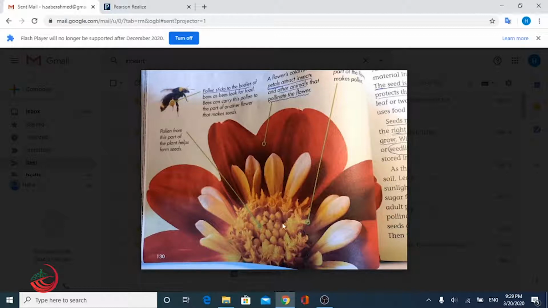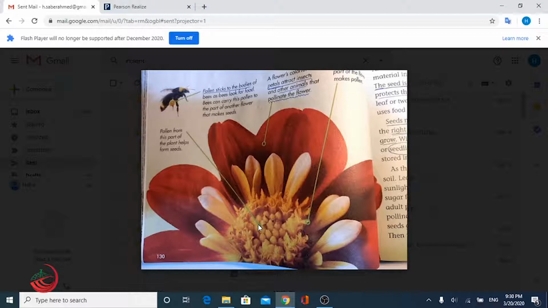This is called pollination. Pollination happens when animals or wind move pollen to the part of the flower that makes seeds. After pollination, seeds form. The seeds form where? They form near the center of the flower. Also, a fruit may be produced around the seed to protect it.